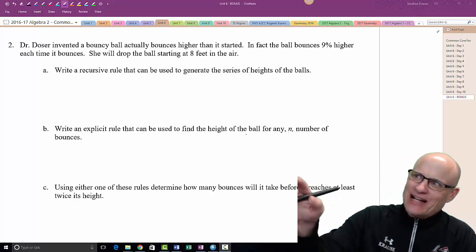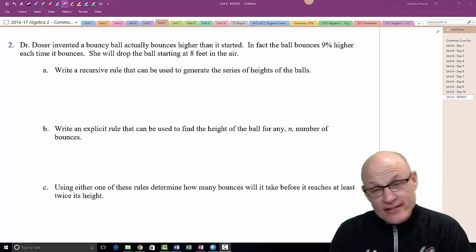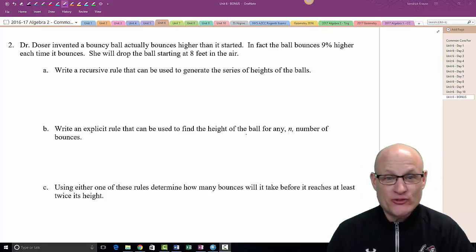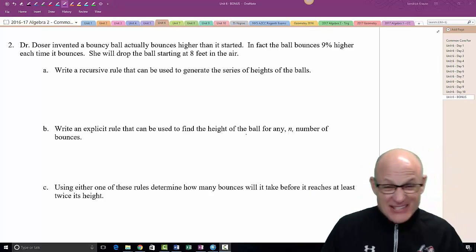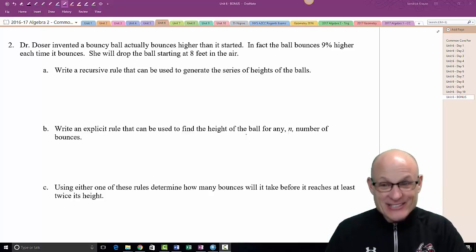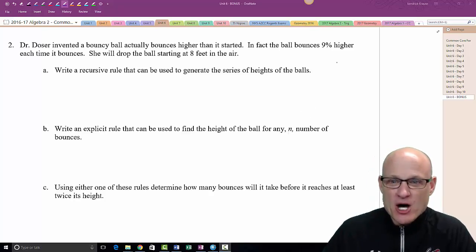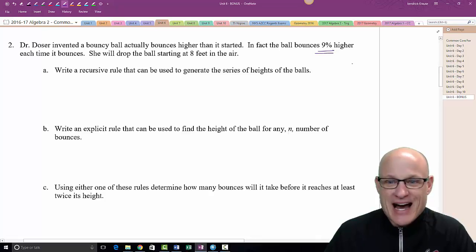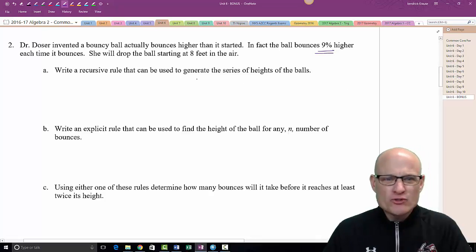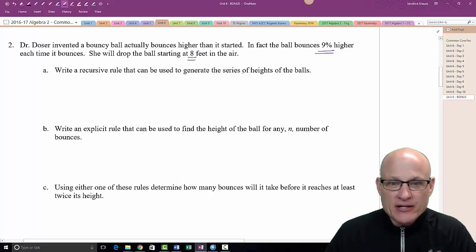Meister, the Doctor of Darkness, has invented a bouncy ball that actually bounces higher than it started. What? That's crazy. In fact, the ball bounces 9% higher each time it bounces. She'll drop the ball starting at 8 feet in the air. So, use a recursive rule that can be used to generate the series of heights of the ball. Recursive.